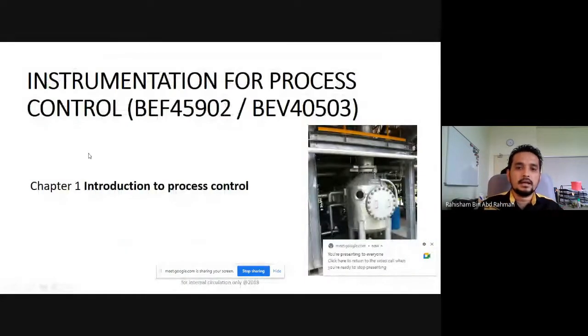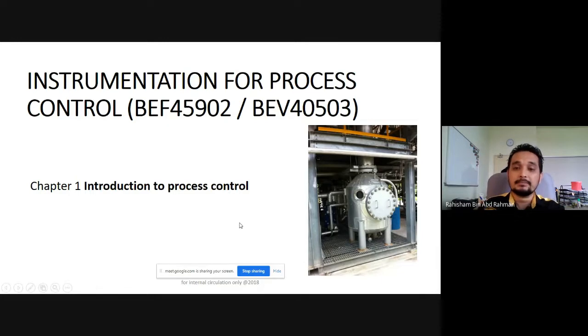Okay, so that's about the title, I mean the title for this subject, which is instrumentation for process control. In simplest words, it reflects processing in the factory or in the oil and gas industry. As I mentioned earlier, this one is meant for you to cater for the oil and gas company.